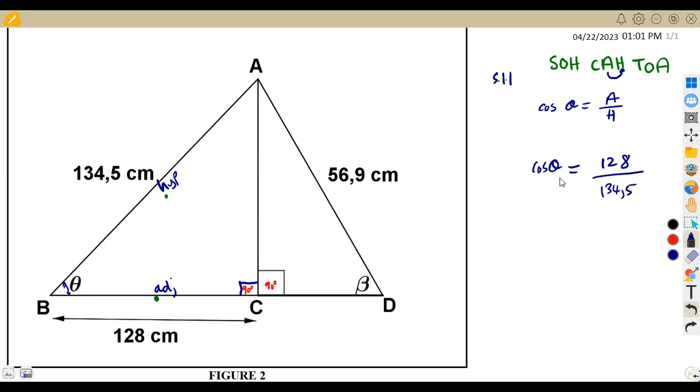So how can we determine theta if we are given this fraction? To determine theta, use shift cos on your calculator, or simply type cos inverse of 128 over 134.5. The answer is going to be in degrees. So we need to determine the value of theta from this cos: from your calculator, shift cos, insert the fraction, and determine the exact value of theta.